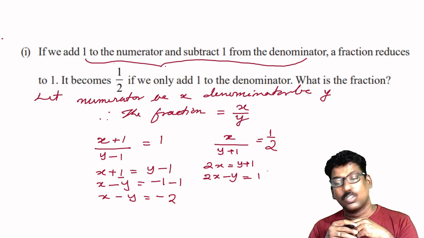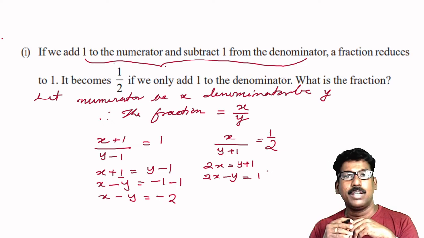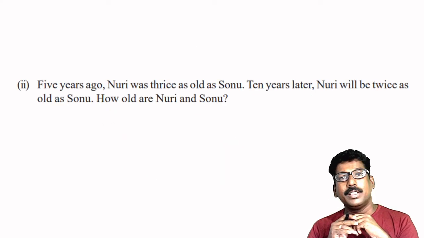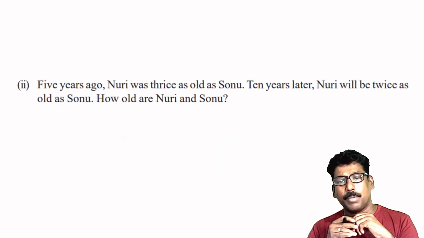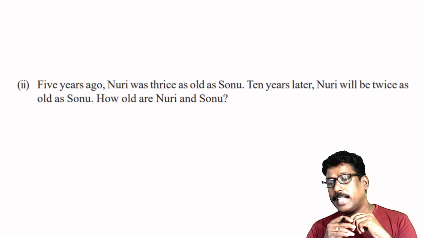Now solve it by elimination method. You will get the value of x and y. Then you write the fraction as conclusion. This is the second question, age problem. 5 years ago, Nuri was thrice as old as Sonu. 10 years later, Nuri will be twice as old as Sonu. How old are Nuri and Sonu?